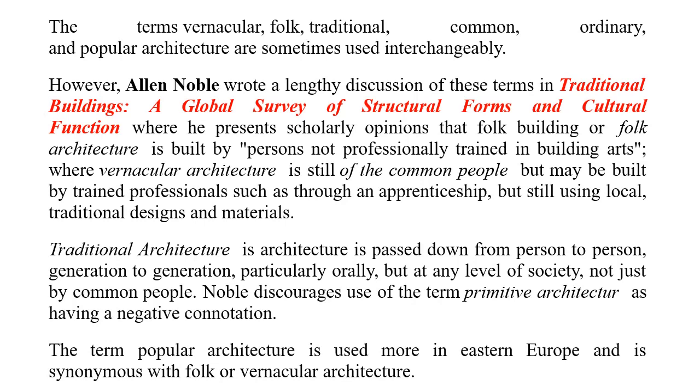However, Noble wrote a lengthy discussion of these terms in his book Traditional Buildings: A Global Survey of Structural Forms and Cultural Functions. In his book, he represents scholarly opinion that folk building or folk architecture is built by persons not professionally trained in building arts. Vernacular architecture is still of the common people, but may be built by trained professionals, such as through apprenticeship, but still they are using the local traditional designs and materials.